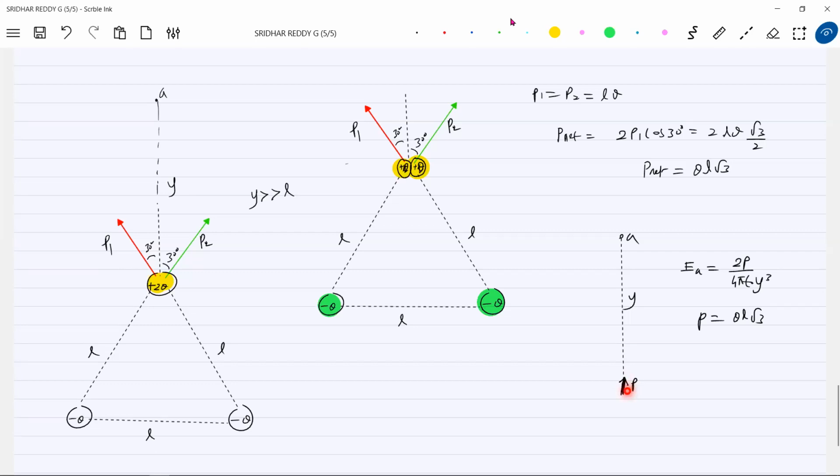So like this, in an electrostatic system, when I have many positive and negative charges, I try to replace them with an equivalent dipole moment, and it will be very easy for me to calculate.